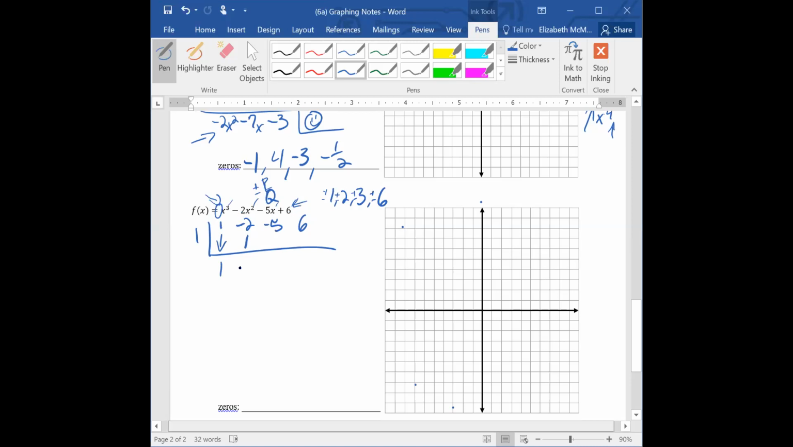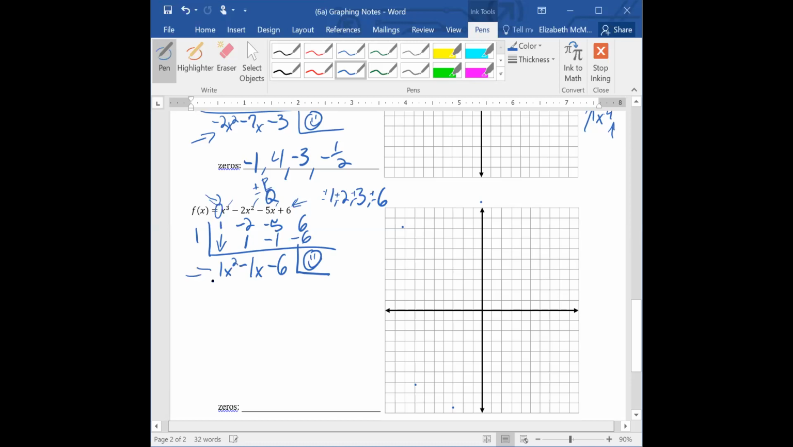-2 plus 1 is -1. -1 times 1 is -1. -5 minus 1 is -6. -6 times 1 is -6. 6 plus -6 is 0. All right. Let's set this guy up. This is our remainder. That's our constant. That's our x. That's our x squared.